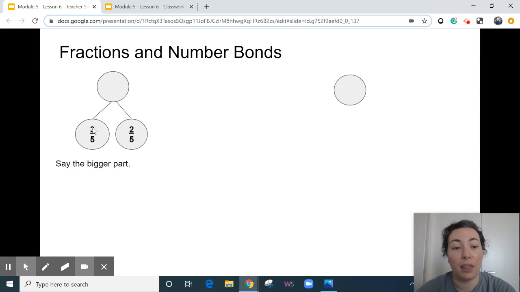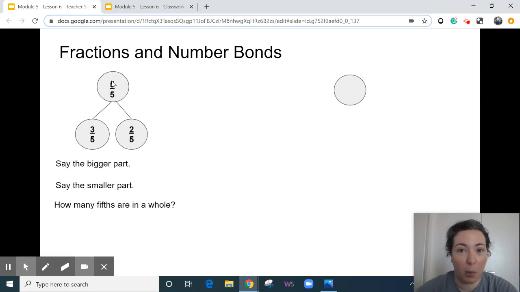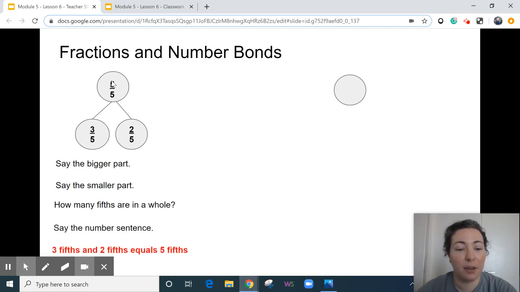The bigger part would be 3/5, because it would be 3 of those sections. The smaller part is 2/5, 2 of the smaller sections. So how many fifths are in a whole? 5/5. So if you have 5 parts of a pizza, then you have one whole pizza. Makes sense, right? So 3/5 and 2/5 equal 5/5.